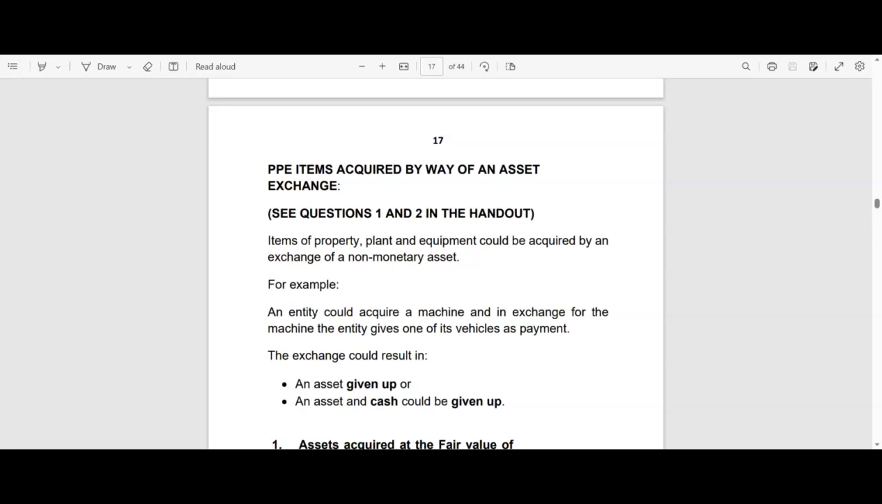So if you are 100% certain or 95% certain of the fair value of the new asset, and you are only maybe 40 or 50% certain about the fair value of the asset that you are going to give up, then in that case, you should also use the fair value of the asset that you are going to be acquiring to determine its purchase price.